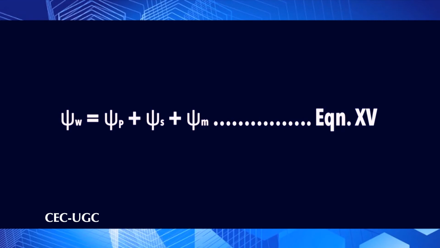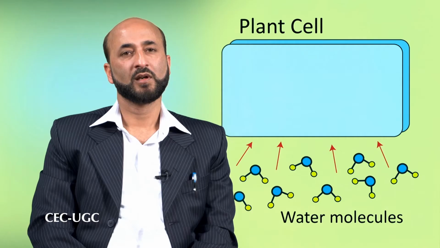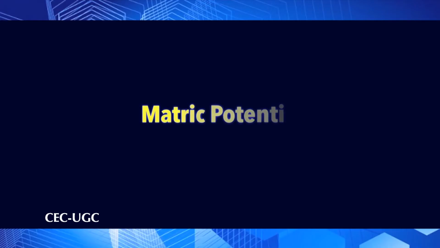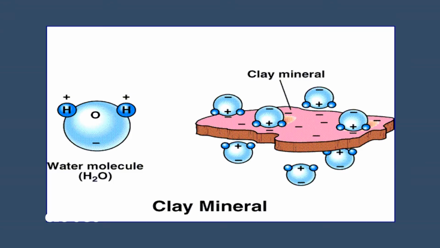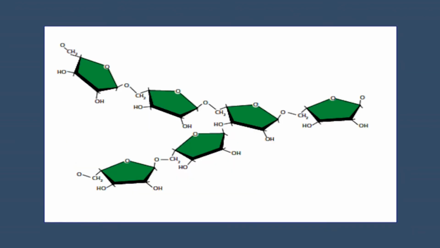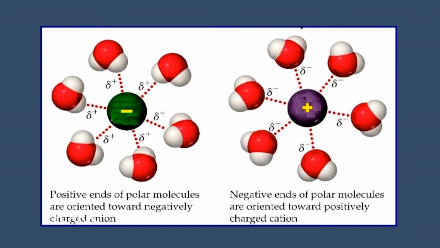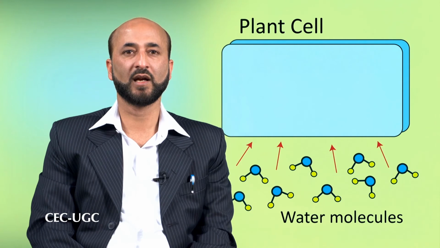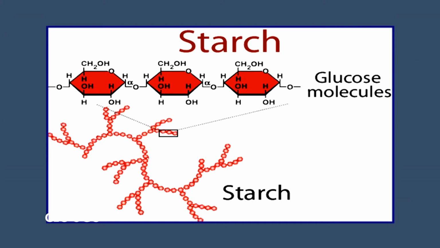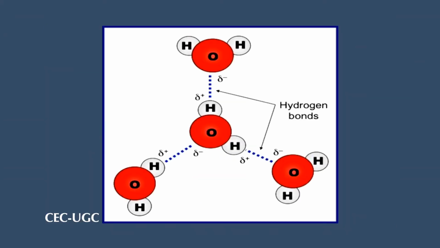Psi w is equal to pressure potential plus solute potential plus matric potential, because the gravity potential is negligible. Now, the next component is matric potential. Hydrophilic surfaces and many charged surfaces, for example clay particles, proteins, and cell wall polysaccharides, form electrostatic interactions with polar water molecules and bind or adsorb water. Such a material with surfaces that adsorb water is called a matrix. Even surfaces with no net charge, for example starch, can also bind water because of hydrogen bonding.